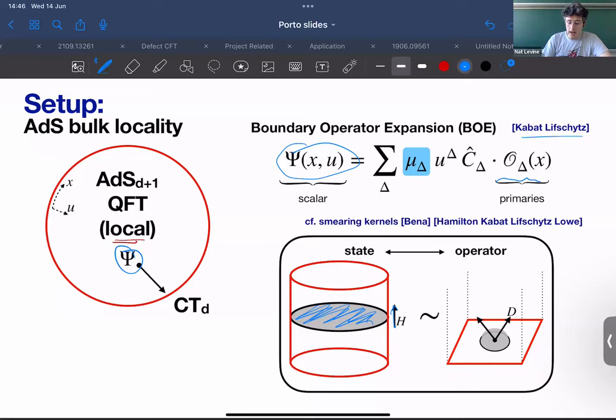These operators C are just fixed by isometries, and they just account for the effects of descendants. And see, the only real dynamics is in these BOE coefficients. The different choices of these coefficients mu will specify different operators psi in the bulk, different fields. Does that make sense? So you always have, for any quantum field theory in AdS, a boundary operator expansion.